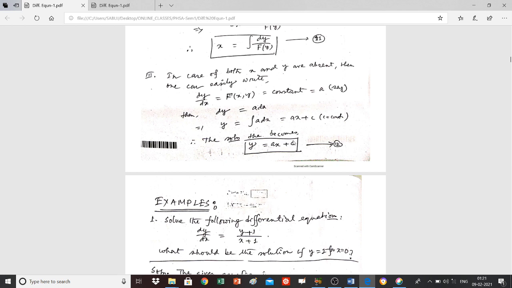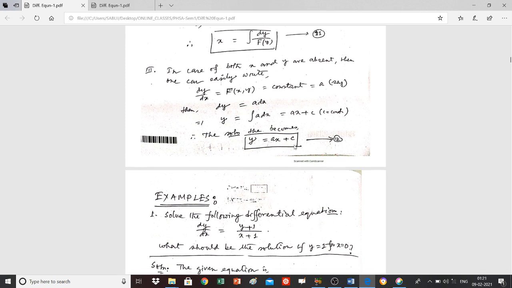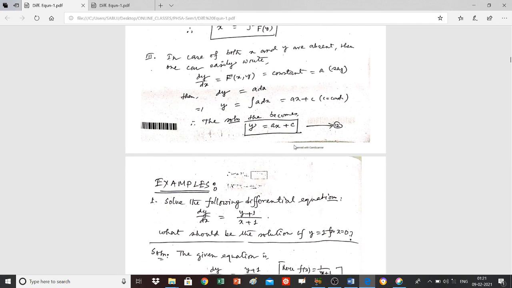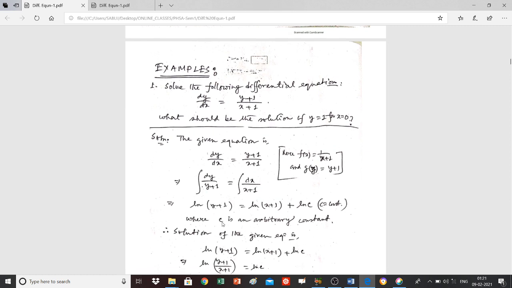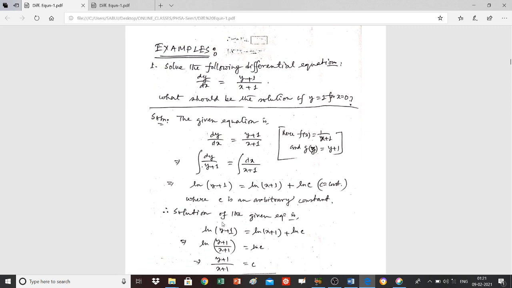The constant of integration, that is c, can be calculated by using the boundary conditions, if you have been given these boundary conditions. So in this sense, the boundary conditions actually provide you the value of this constant c. Now in this section, we will solve some differential equations.